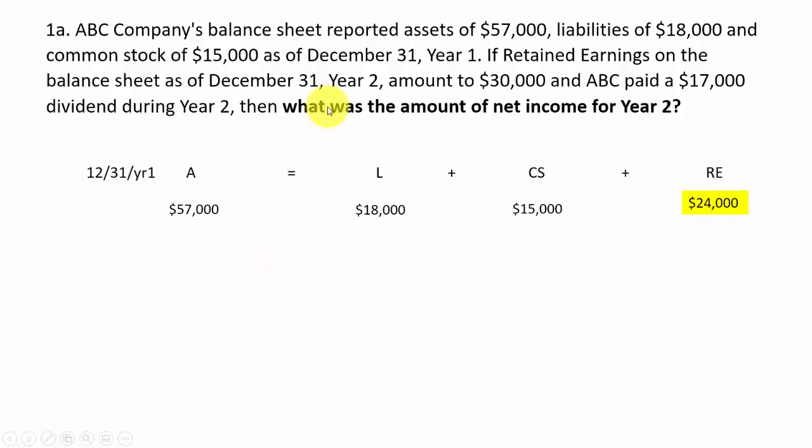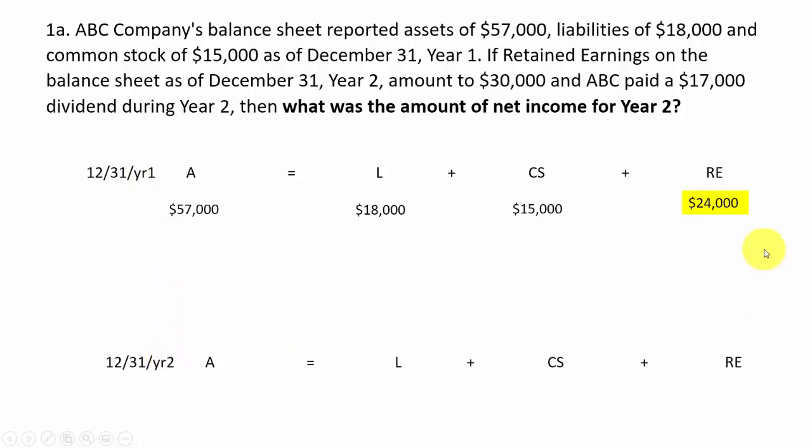Now, what they want to know is, what was the amount of net income for year 2? Remember, this is at the end of year 1, which is the same thing as the beginning of year 2. So here is the end of year 2's accounting equation, and what we're trying to find is something that happened between the beginning of year 2 and the end of year 2.